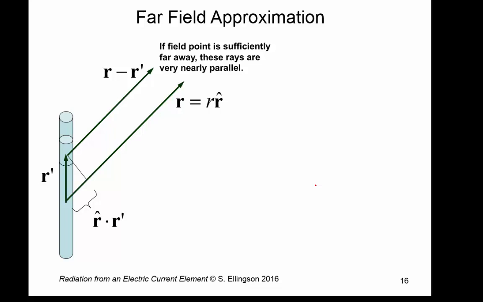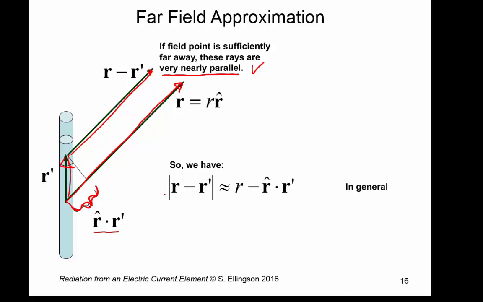Well, I can make a different far-field approximation. The new far-field approximation goes like this. If the field point is sufficiently far away, then these two rays that I'm showing here, this one that goes from the source point to the field point, and this one here that goes from the origin to the field point, are very nearly parallel. We're not saying they're equal in length. We're simply saying that those two rays are parallel if the field point is far enough away.